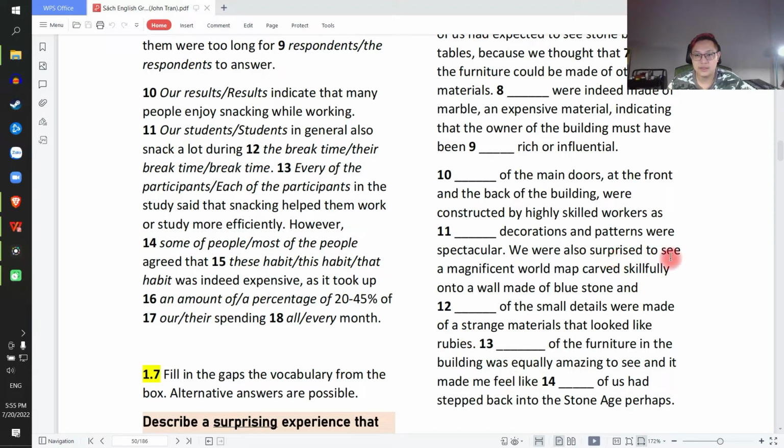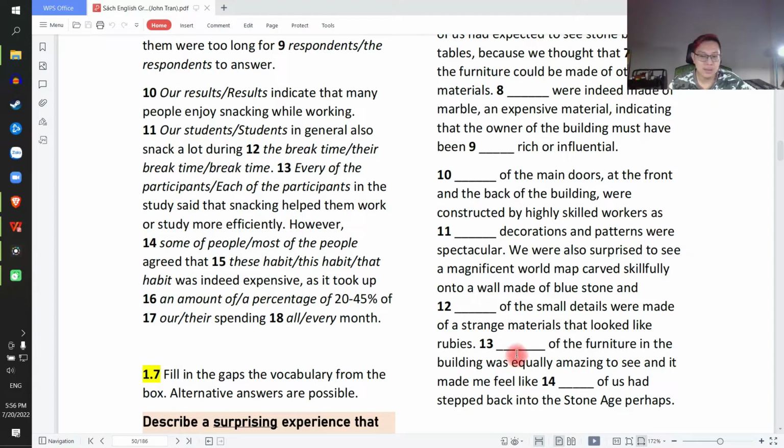Chúng tôi cũng rất ngạc nhiên khi nhìn thấy một cái bản đồ thế giới rất tuyệt vời, magnificent, rất tuyệt diệu, được khắc một cách rất đầy kỹ năng vào trong một cái tường được làm bằng đá xanh, và tất cả các chi tiết hoặc là một số những chi tiết nhỏ được làm ra từ một cái vật liệu lạ lùng mà nhìn như là đá ruby gì đó.